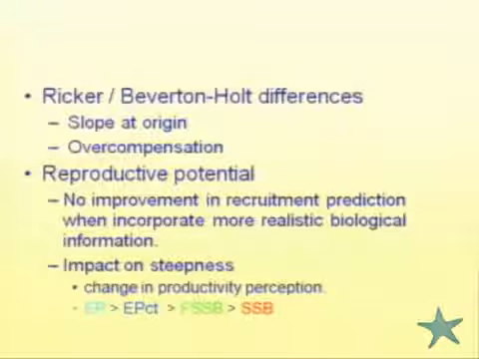So, concluding for the stock recruitment relationship, there are big differences between Ricker and Beverton-Holt regarding the slope at the origin and regarding the overcompensation. And regarding the reproductive potential, there is no improvement in the recruitment prediction when we incorporate more realistic biological information, but it has impact on the steepness, changing the productivity perception of the stock.